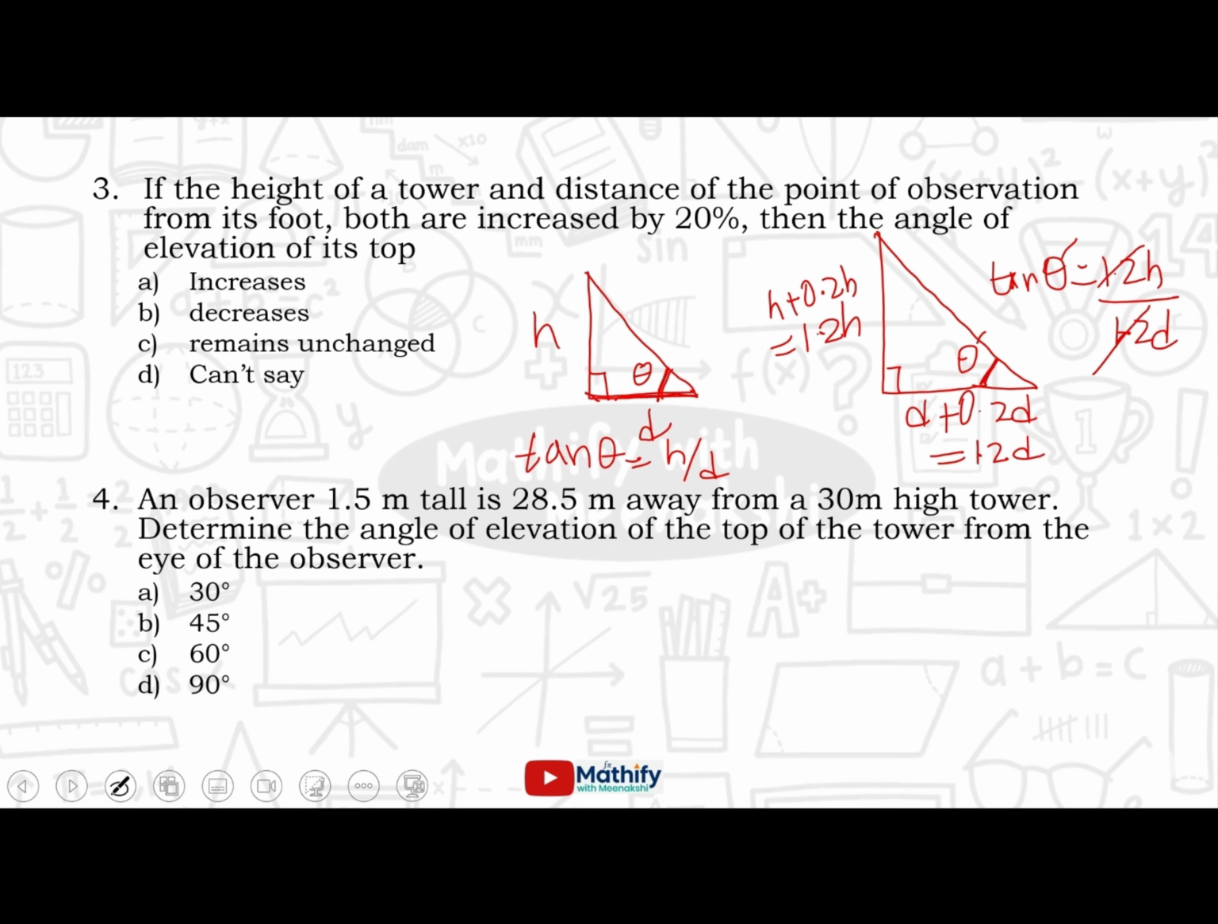What will you get if you cancel 1.2 and 1.2? You will get h by d. Earlier also we had h by d, now also we have h by d. So what will be the answer? It means it remains unchanged. When you increase both by the same percentage, there will be no change in theta.